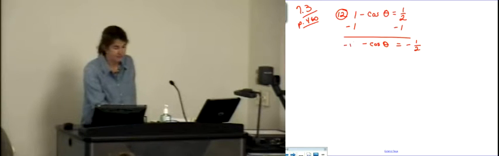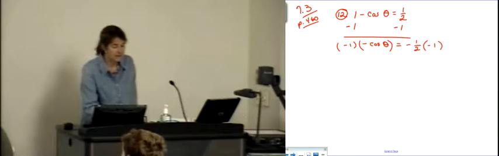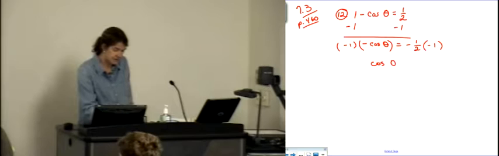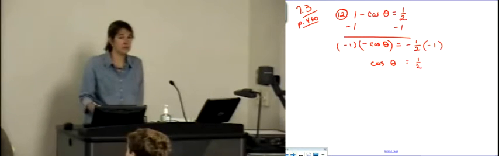Okay, you said multiply by negative 1. You could also divide by negative 1 if you wanted. So I'm multiplying by negative 1. I'm doing that to get rid of that negative sign. So I've got cosine theta equals 1/2. The cosine of some angle equals 1/2.